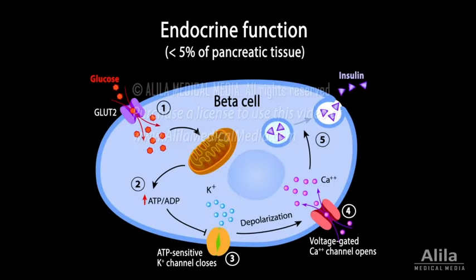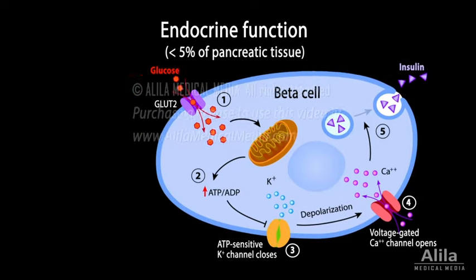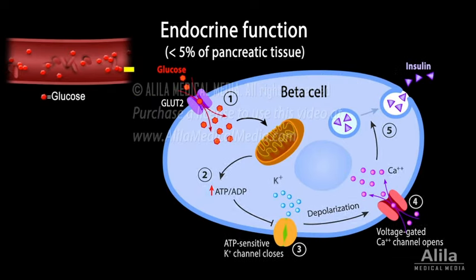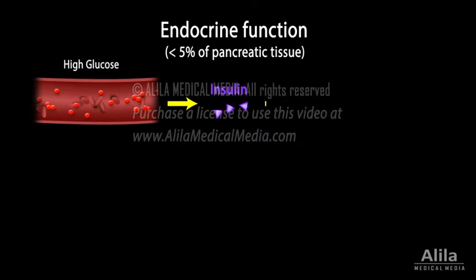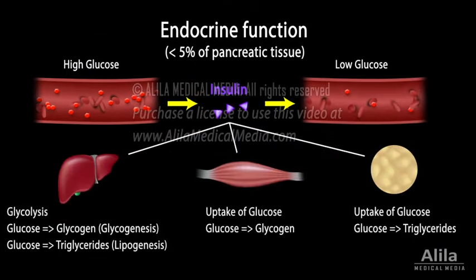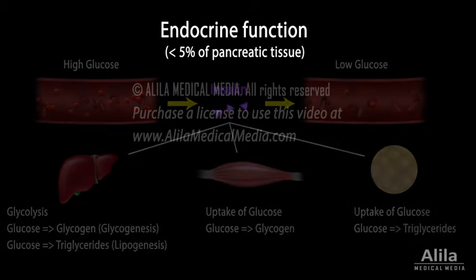Insulin secretion is mainly regulated by blood glucose level. High plasma glucose stimulates beta cells to secrete insulin. Insulin brings blood glucose level down by promoting glucose uptake and storage in various body tissues.